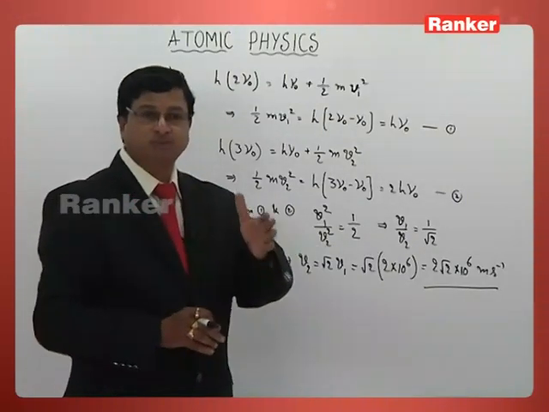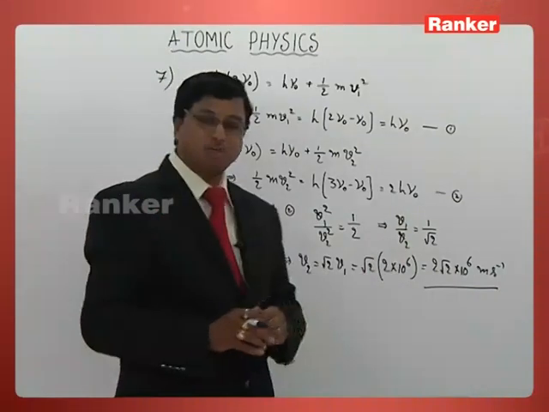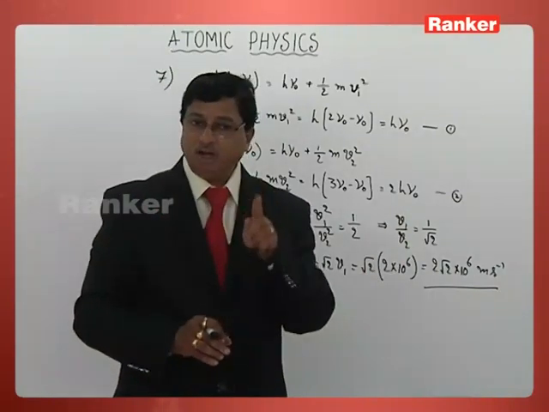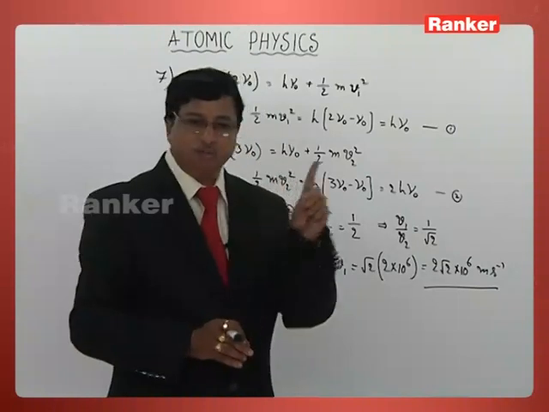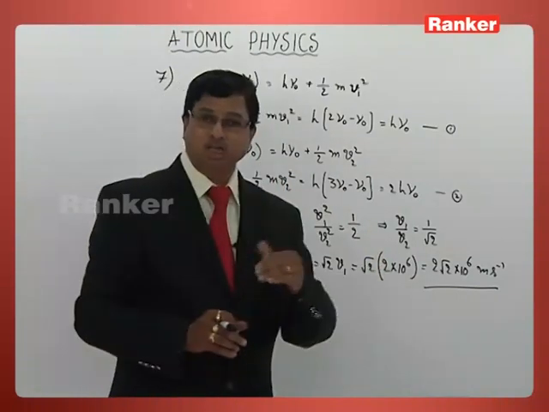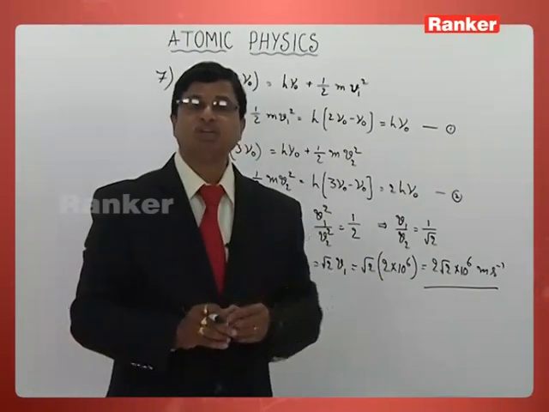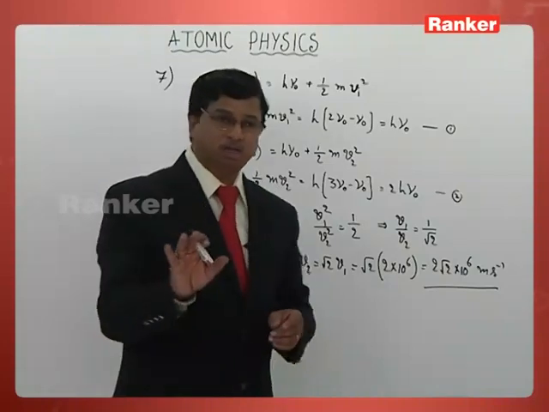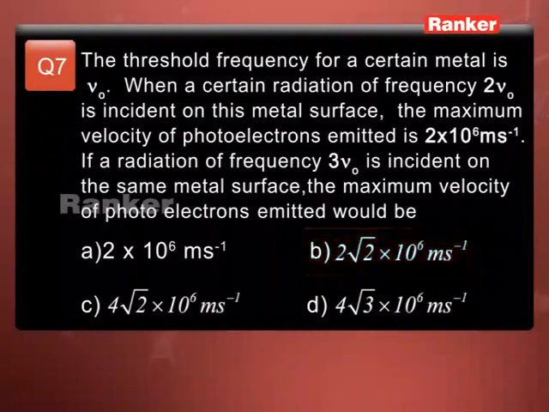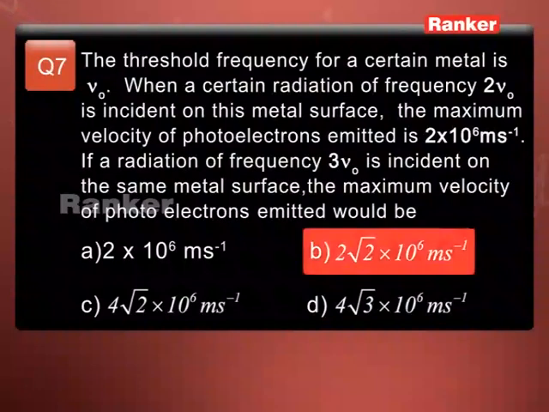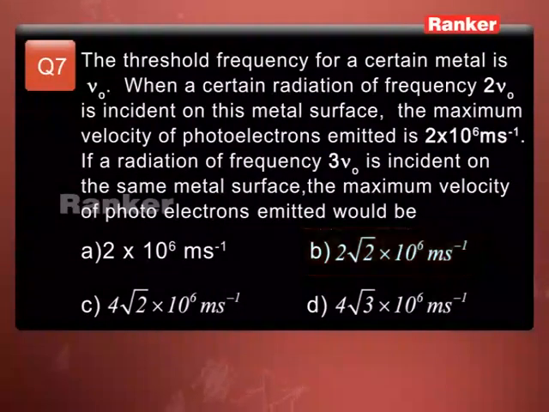Which option is coinciding with that? You look at once again. The second option is given exactly the same there: 2 root 2 times 10 to the power 6 meter per second. So automatically the second option is going to be the correct option. So I can write the answer in this case is going to be B.